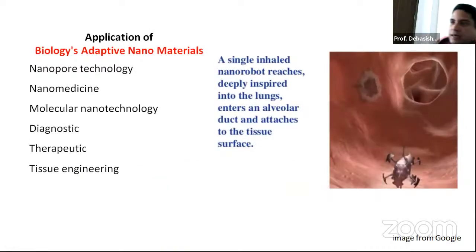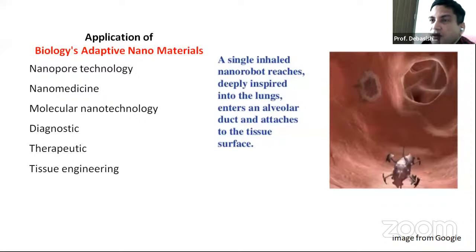Okay, and then what is the application of this biology adaptive nanomaterial? So we can use them for nanopore technology. Nowadays we have several water purification systems where we use this nanopore technology, even to desalinate seawater to produce drinking water. So that's a very important part of this kind of nanoporous material development.